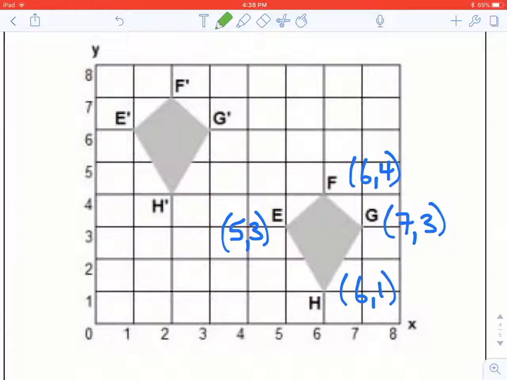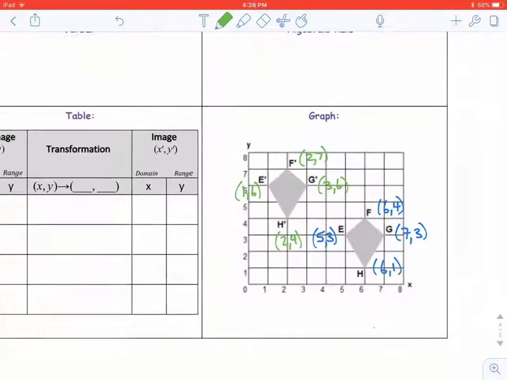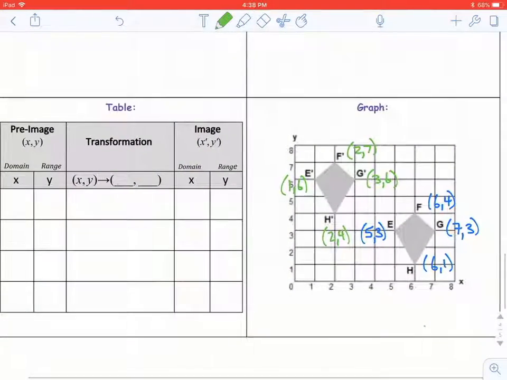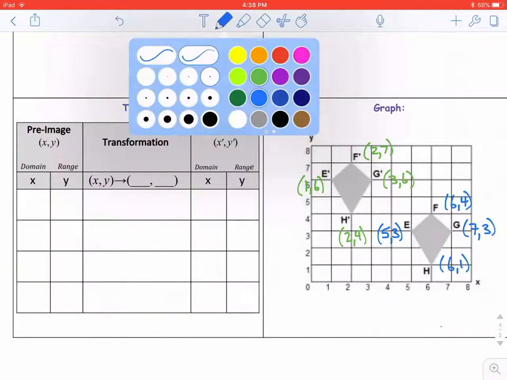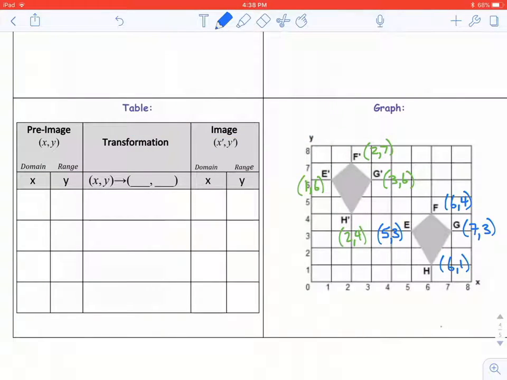Let's go ahead while we're over here and pick out the image points as well. So E prime is located at (1, 6). F prime is located at (2, 7). G prime is (3, 6). And H prime is at (2, 4). So that'll help when we go over to our table. So now let's fill in the table the same way we've been doing. So E is going to be our first point. We normally go in alphabetical order around a figure.